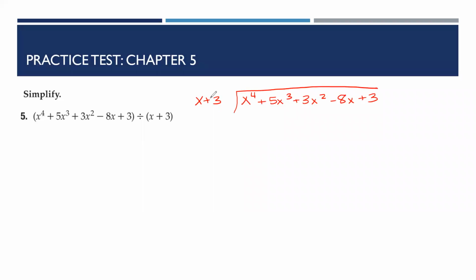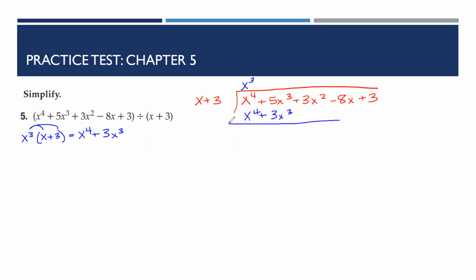Okay, so I have to decide x times what is going to give me x to the 4th. Well, x to the 3rd times x is going to give me x to the 4th. So over here, I'm going to do x to the 3rd, or x cubed, times x plus 3. Okay, so I have to distribute here. So this ends up being x to the 4th plus 3x cubed. So that's here. Okay, x to the 4th plus 3x cubed.